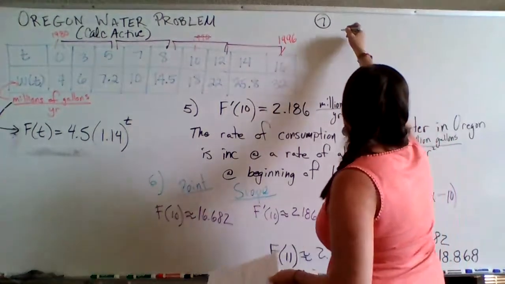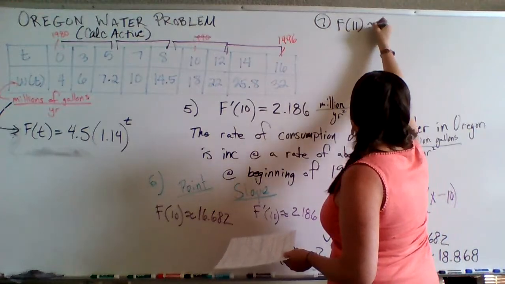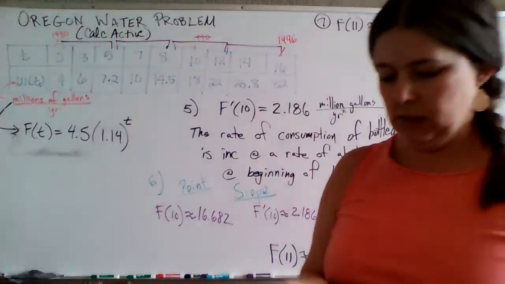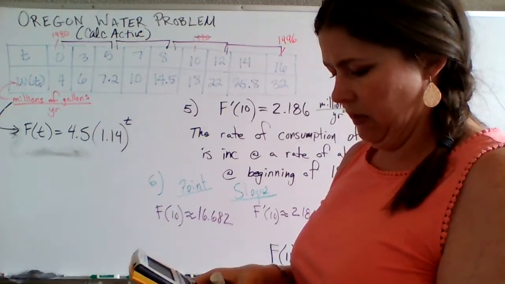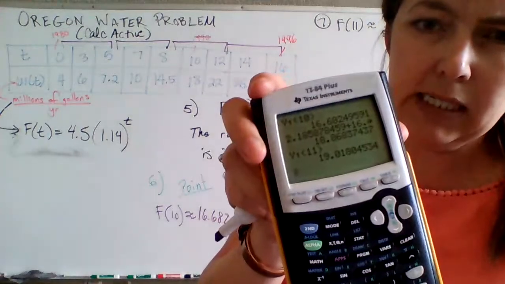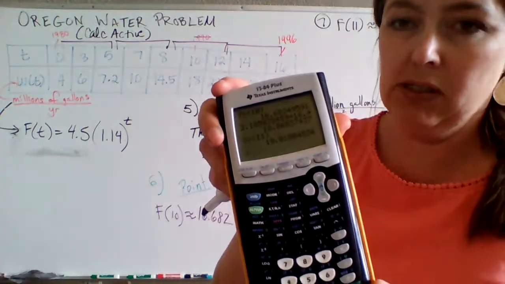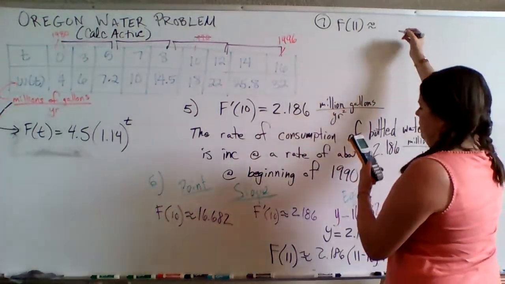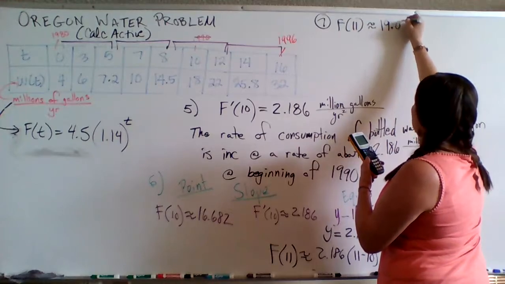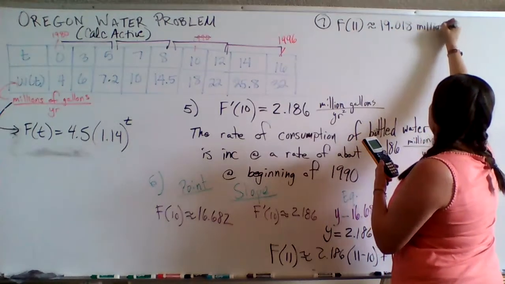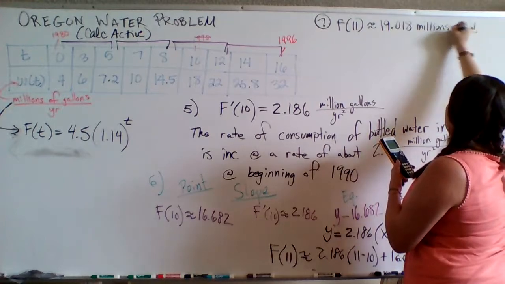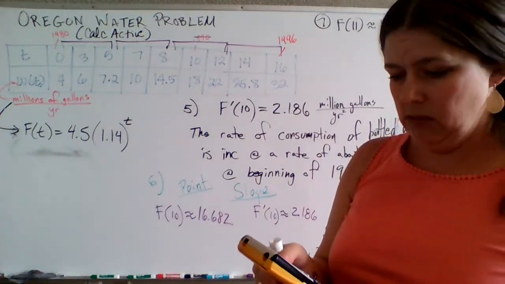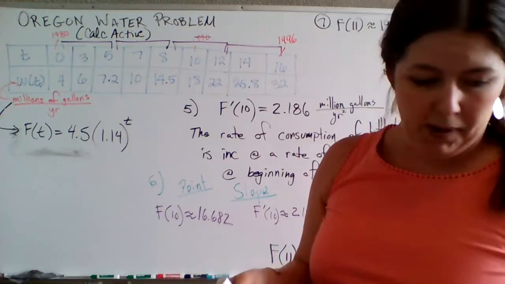So the first thing I need to do is find f of 11, and we have a rule that's stored in y1, the f of t rule, so aren't we just doing y1 of 11? So alpha trace y1 of 11, and we would get 19.018 million gallons per year for the rate of consumed bottled water using this rule instead of the table. It would be 11 years past 1980, so 1991, at the instant when the year is 1991. So we did that part, so that part's okay.